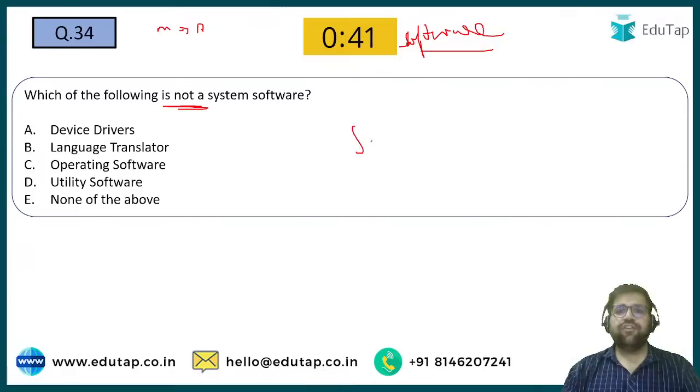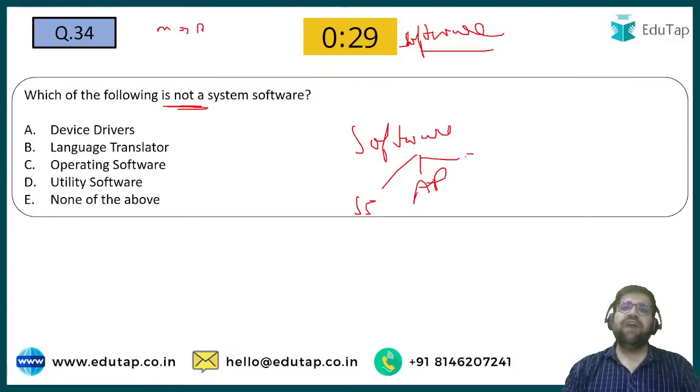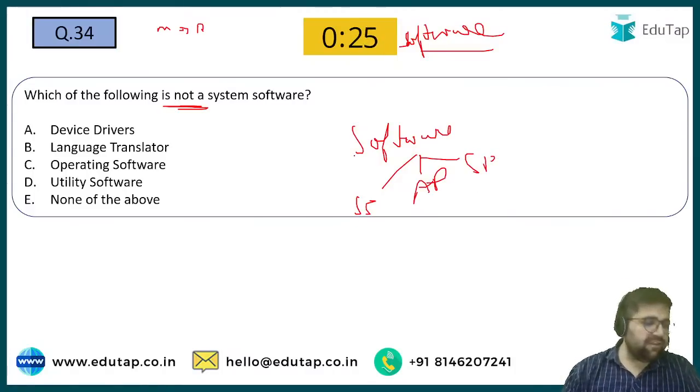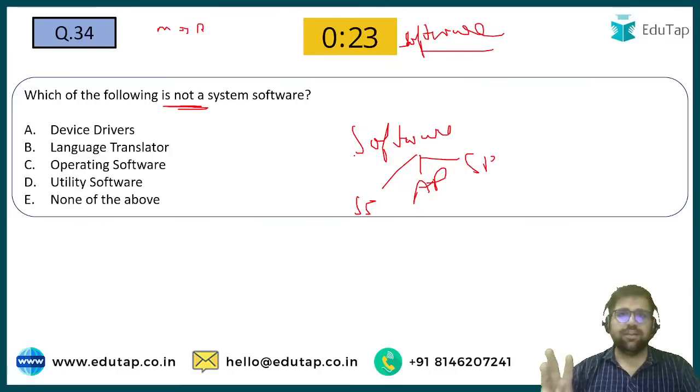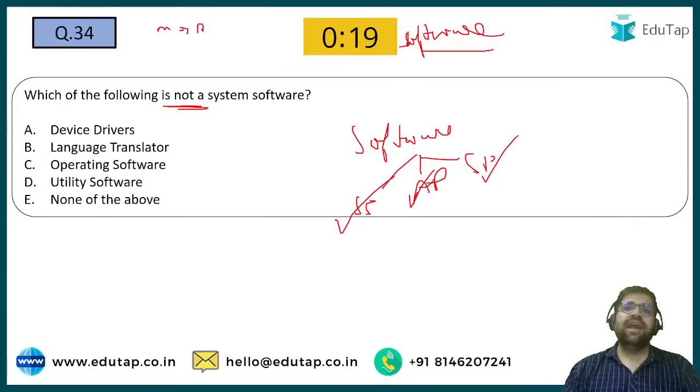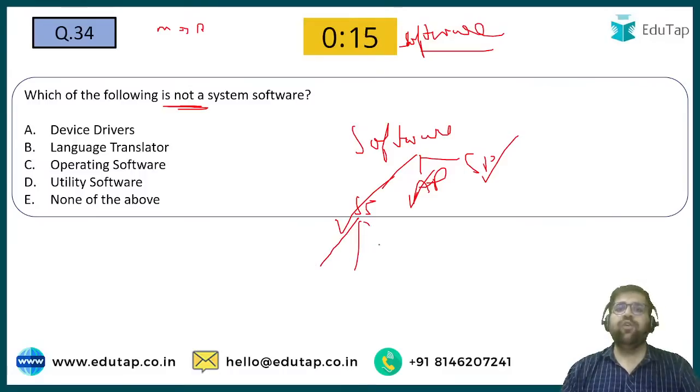Now see, like hardware has three parts, input, output and motherboard, in the same way software can be divided into three different parts. First is your system software, then you have your application software, and then you have your software programs. I again repeat, software can be divided into three different kinds of things. Now, system software can again be divided into four different parts.